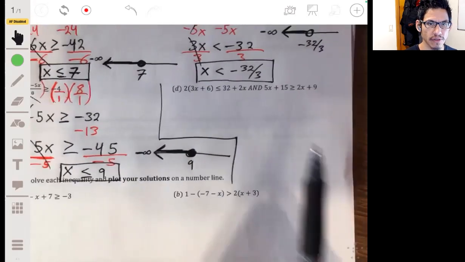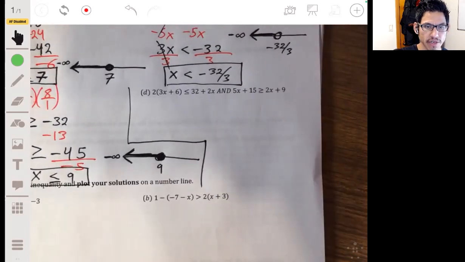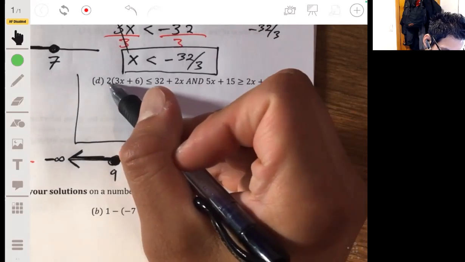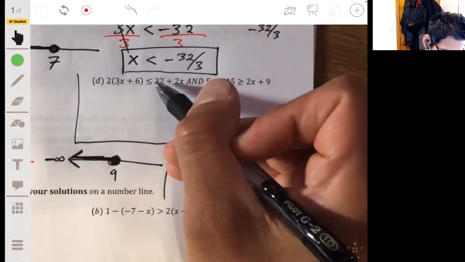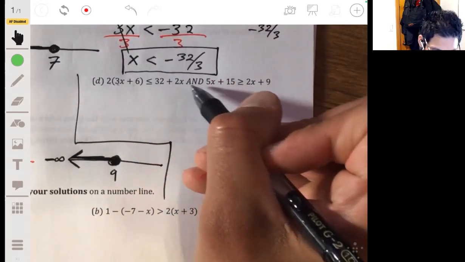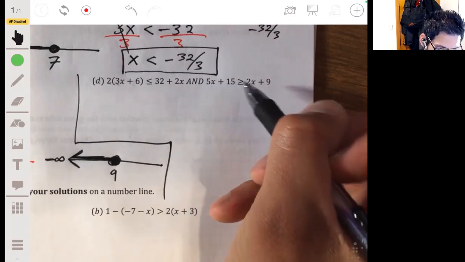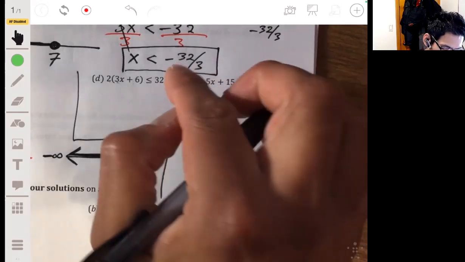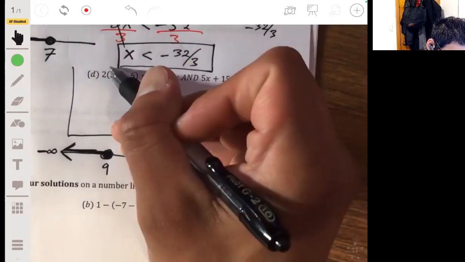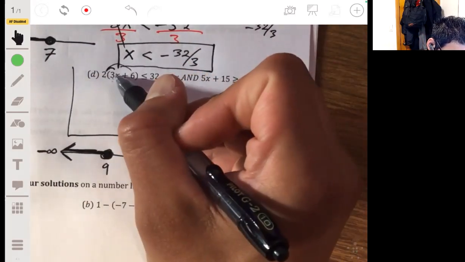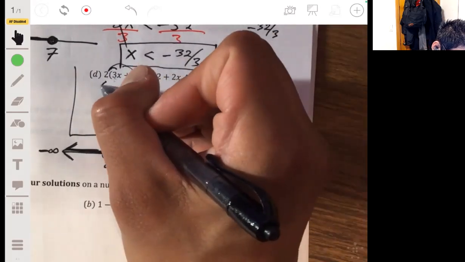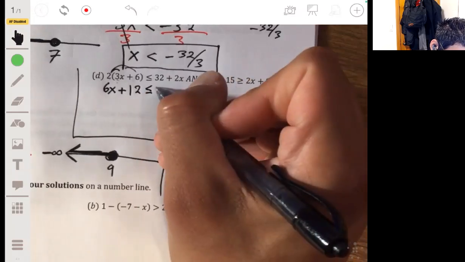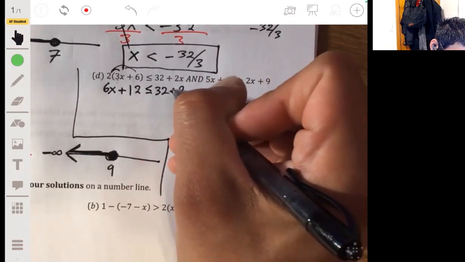All right, for D, okay, this one's trying to confuse you. So here we have 2 times the quantity of 3x plus 6 is less than or equal to 32 plus 2x, and 5x plus 15 is greater than or equal to 2x plus 9. Let's focus first on this. Distribute the 2 to both 3x and 6. So we'll get 6x plus 12 is less than or equal to 32 plus 2x.